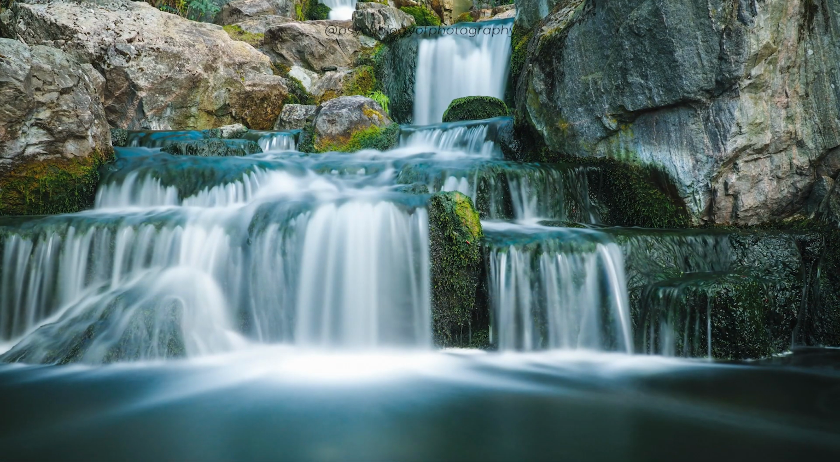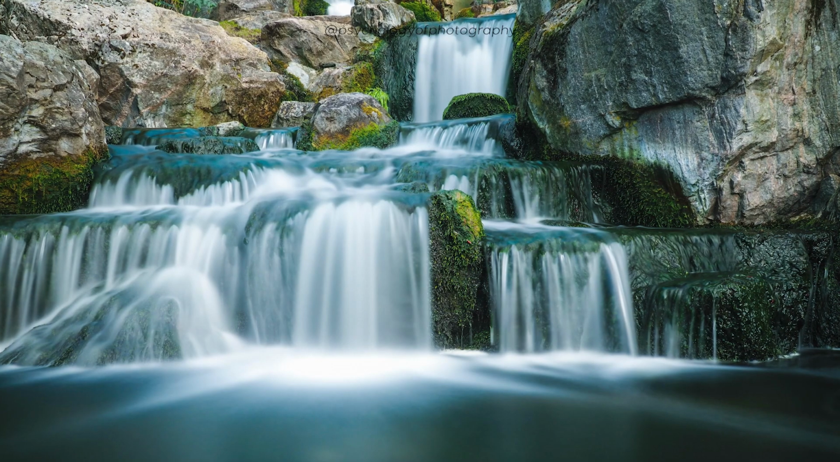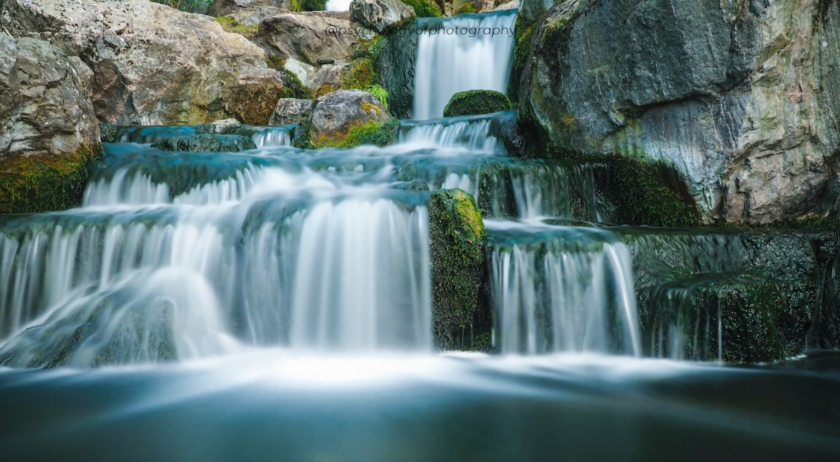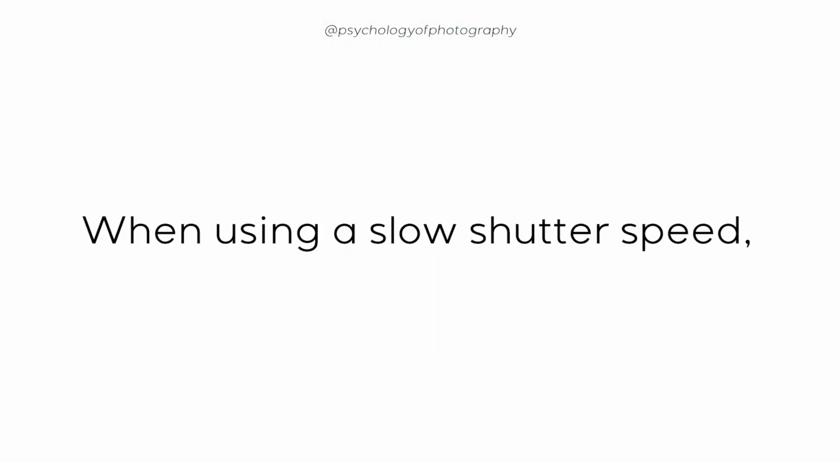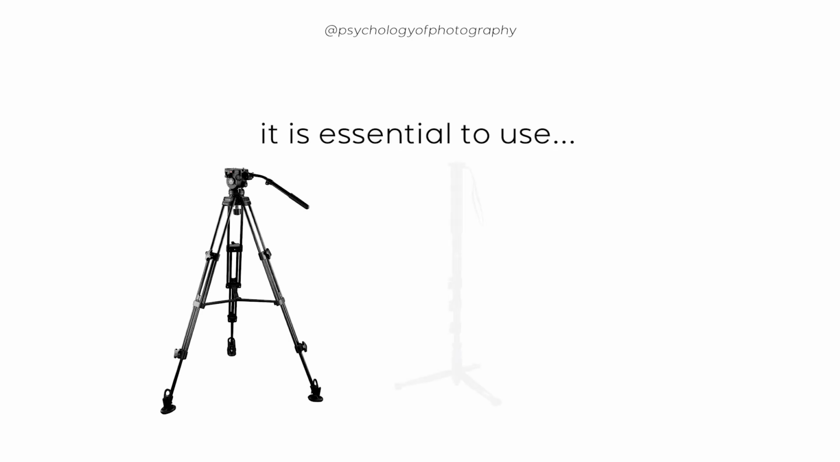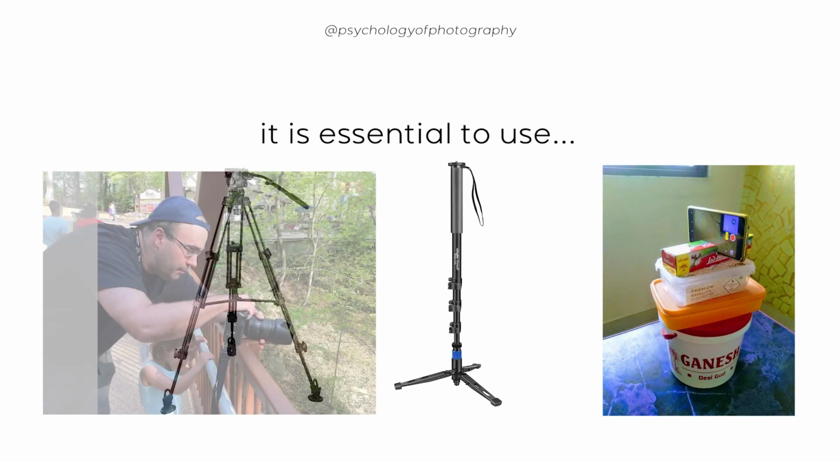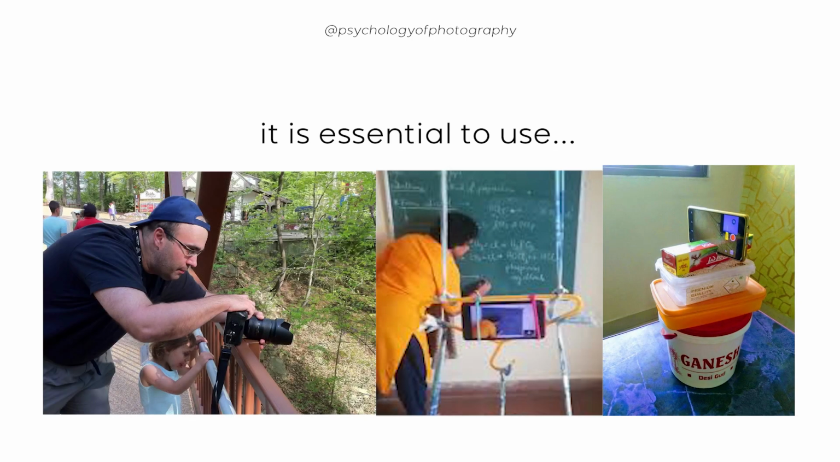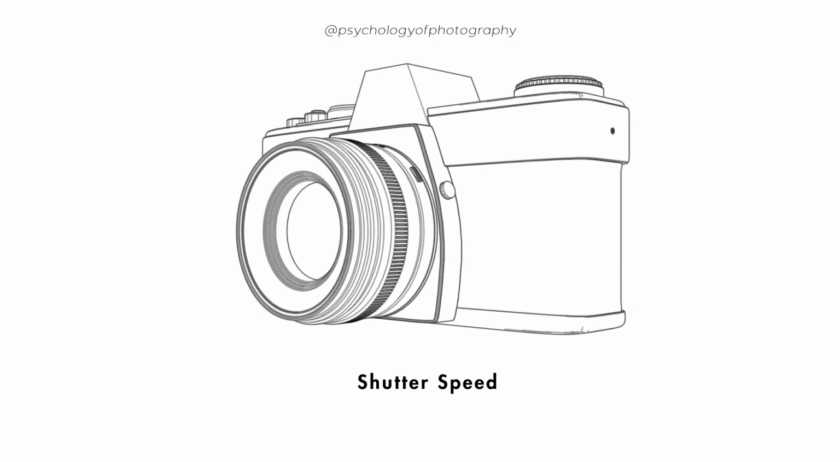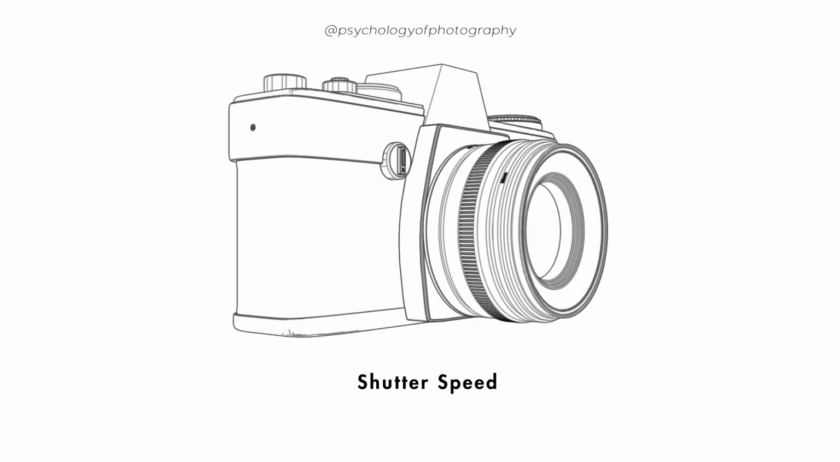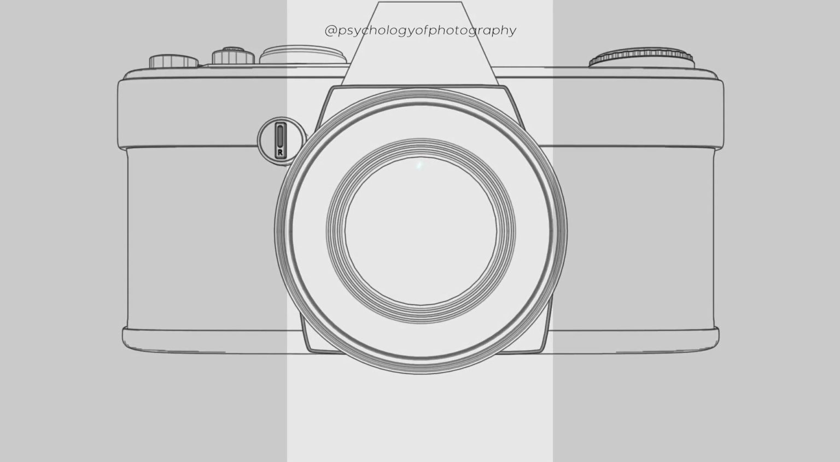On the other hand, if you are shooting a waterfall, you will want to use a slow shutter speed to create a sense of movement and motion in the image. It's important to keep in mind that when using a slow shutter speed, it's essential to use a tripod or some other form of support to steady the camera, as even the slightest movement can cause camera shake and blur the image. In conclusion, shutter speed is an important element of the exposure triangle and it plays a critical role in determining the final image.